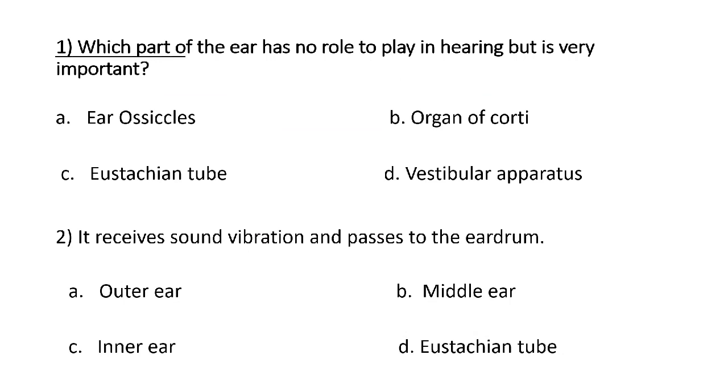Question number 1, which part of the ear has no role to play in hearing but is very important? Option A, ear ossicles. Option B, organ of Corti. Option C, Eustachian tube. Option D, vestibular apparatus. The correct option is vestibular apparatus.